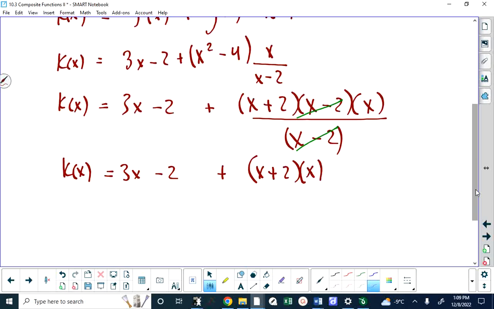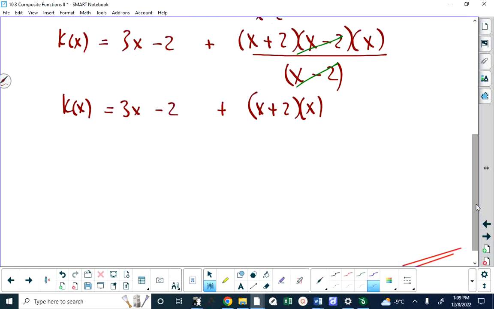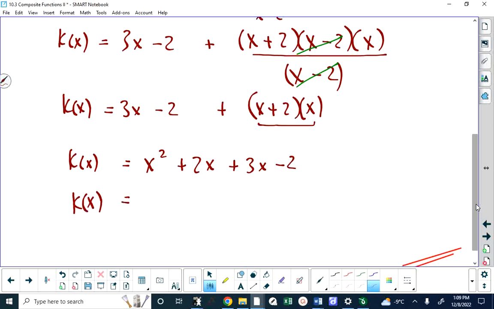There's a point in all of this work with the algebraic operations of functions and compositions of functions where it becomes obvious that you should simplify it. And there's a point where it's very clear that you don't want to. I think you should simplify this. You should expand this out and get k of x. When I multiply this out, I get x squared plus 2x, and then I have my plus 3x minus 2. So k of x is equal to x squared plus 5x minus 2. Are we okay with the algebra?